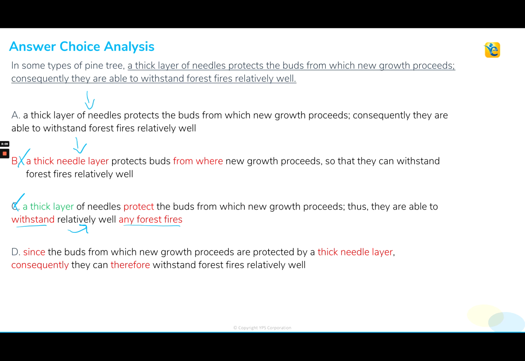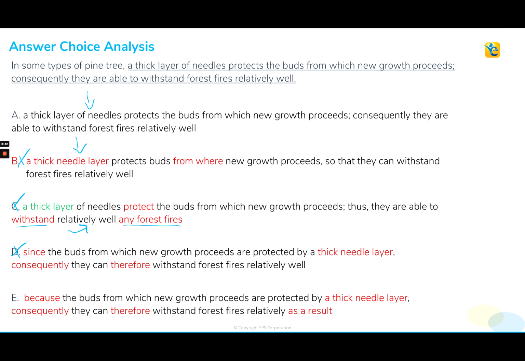Now, choice D. If you read through this, since the buds from which new growth proceeds are protected by a thick needle layer, consequently, they can therefore. Hello, redundancy. We have since, consequently, and therefore, all expressing causation in this sentence. Whole lot of redundancy going on. In addition to the use of thick needle layer again, which we discussed in option B as an expression error, so we can reject choice D.